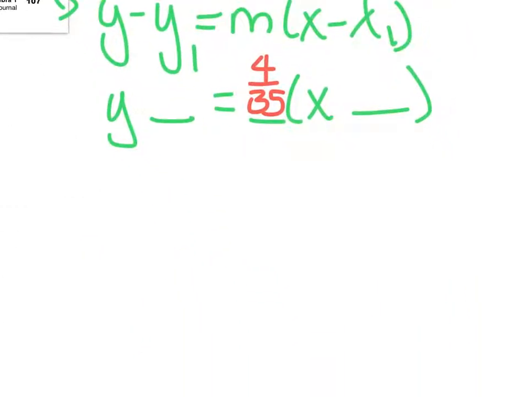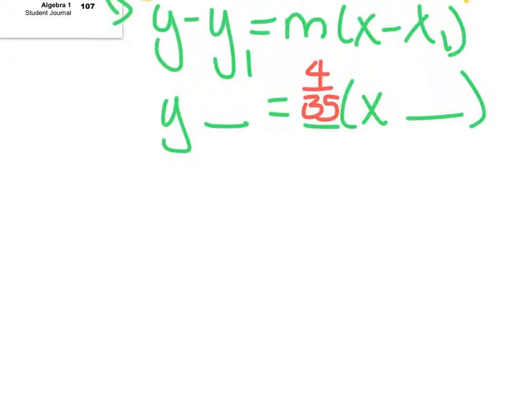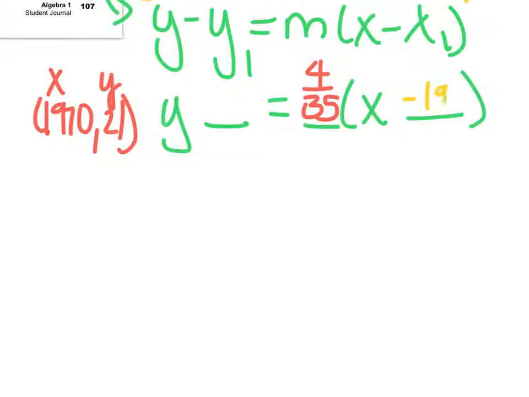So I'm going to just write this over here to the side so that I remember what I'm doing. So I had 1970 and I had 21. This is my x. 1970 and 21 is my y. So I can plug those numbers in. Remember that your x goes in the parentheses, so I'm going to put minus 1970 because it's going to switch signs, and our y is going to go on the left side with y, and it's going to become a minus 21.